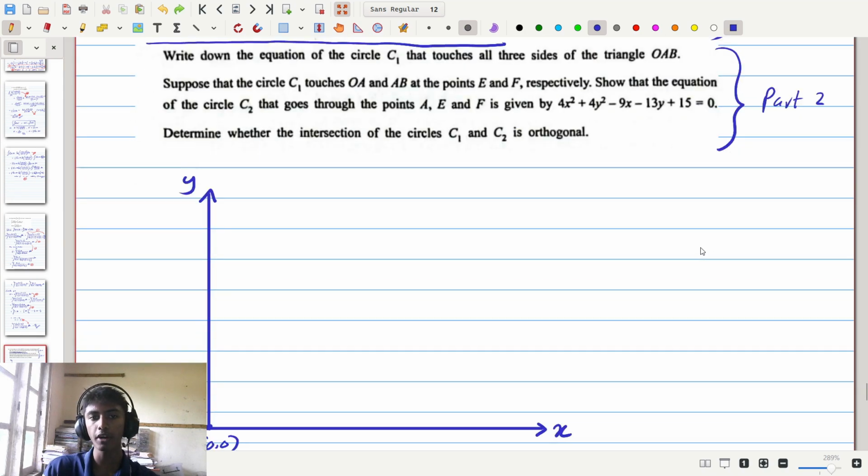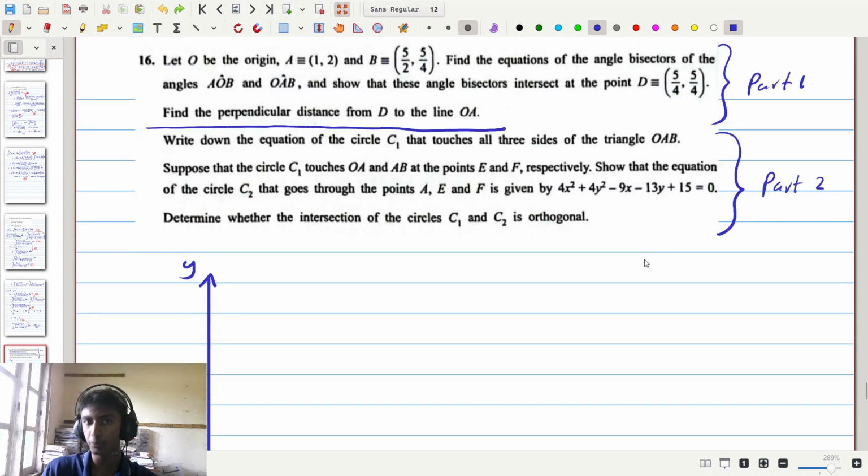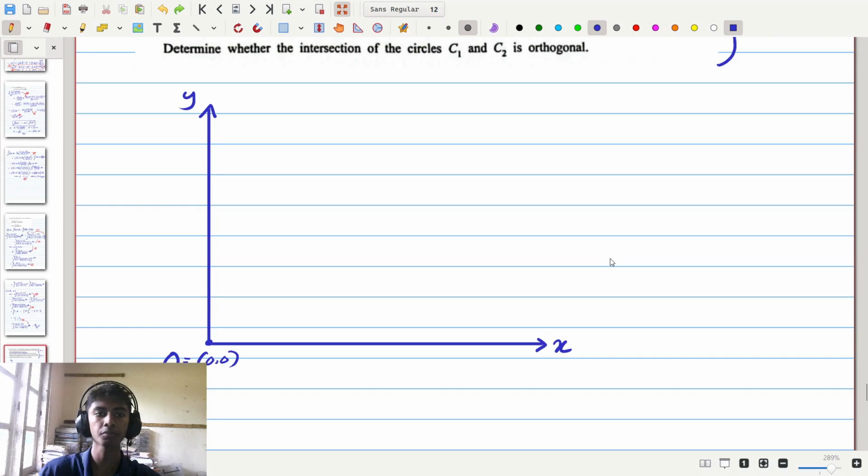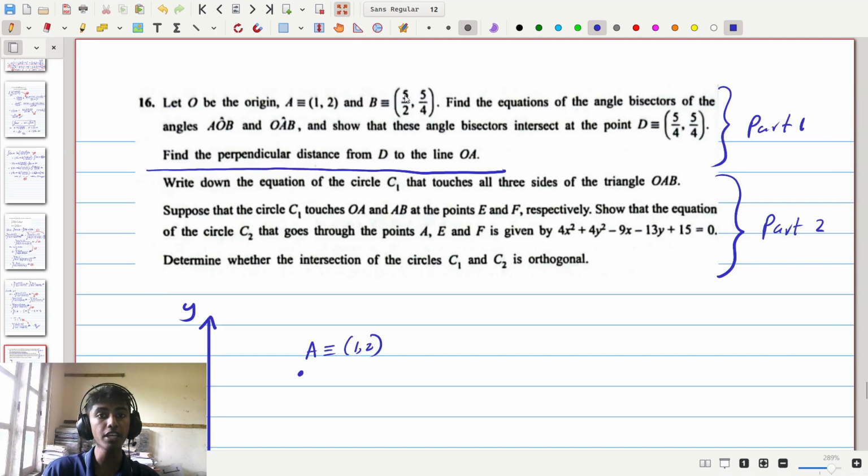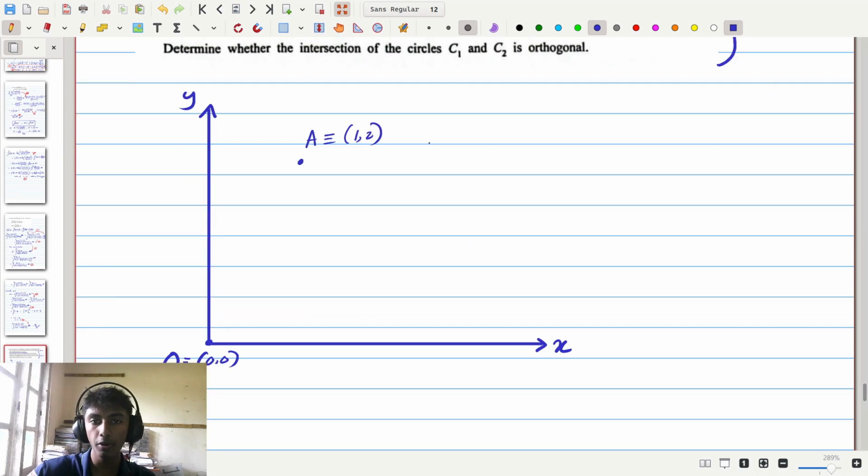Now, to start off with this part of the question, let's just draw the situation that we have here. We'll draw the points, and that will give us a better understanding of what we're actually trying to solve. So, the point A is 1, 2, which is going to be approximately over here. Now, the point B is 5 over 2, 5 over 4, or 2.5, 1.25, which is going to be approximately somewhere over here.